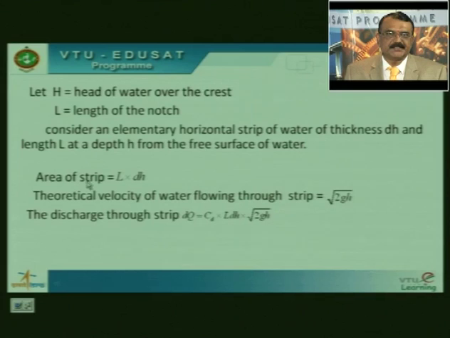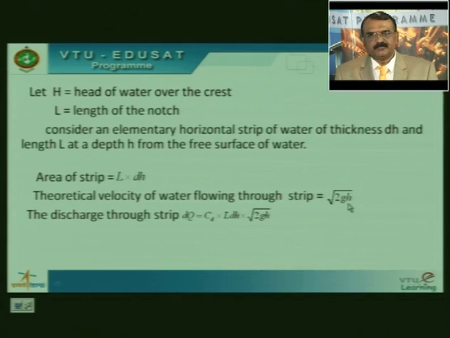Now, what is the area of the strip? Thickness is dh, length is L. Therefore, if I call this dA, dA is equal to L into dh. Kindly recall, in the last class we derived an equation for the theoretical velocity. What is that equation? V is equal to root of 2gh. This is called Torricelli's equation. By Torricelli's equation, the theoretical velocity of water flowing through the strip is V theoretical equal to root of 2gh.